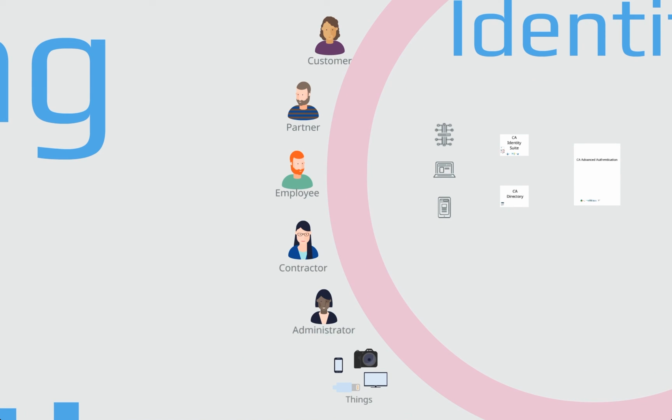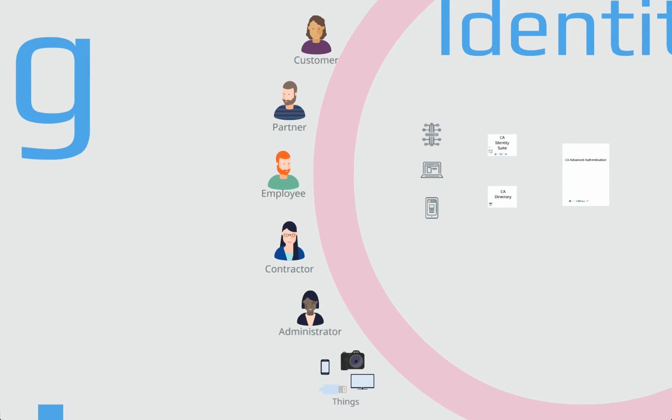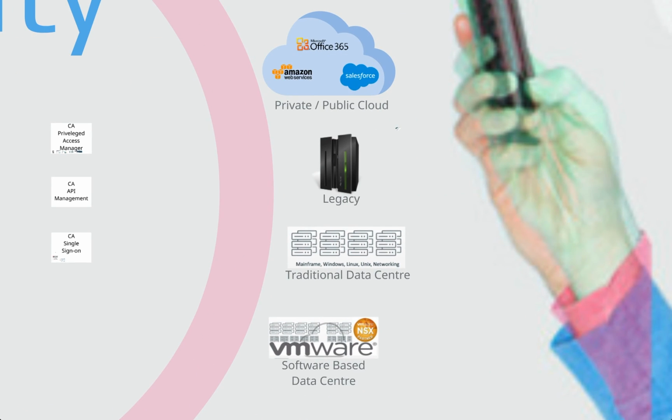So when we think about security, we are ultimately concerned with providing access in a secure manner for a range of individuals. So these could be customers, employees, partners, administrators, or there could even be things. We might be providing access to things in the IoT space. And in terms of providing access to what? Well, it could be any asset.